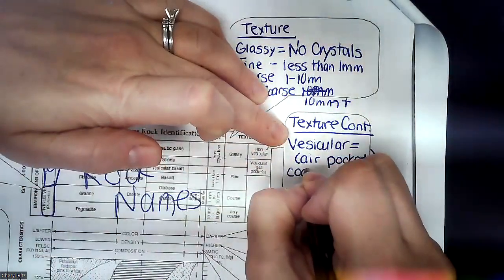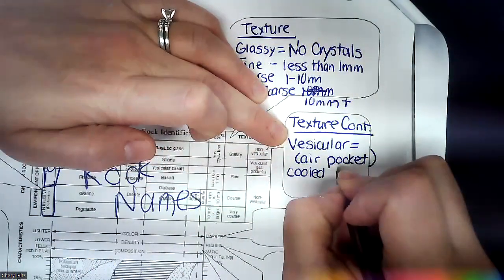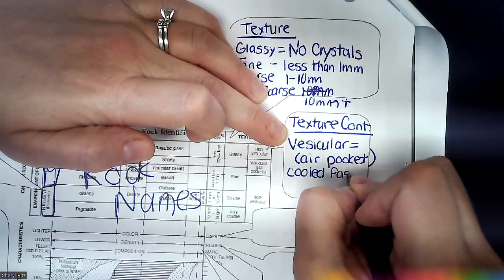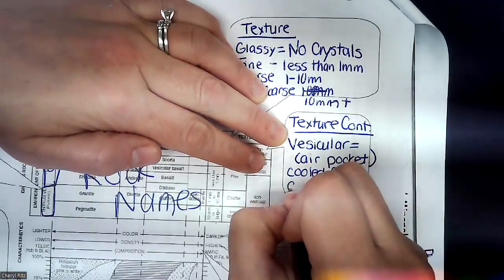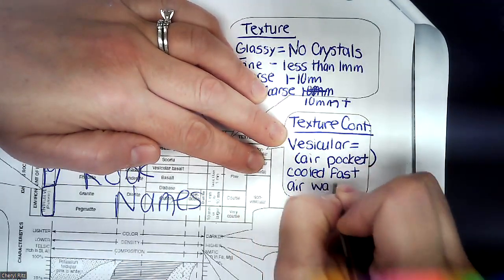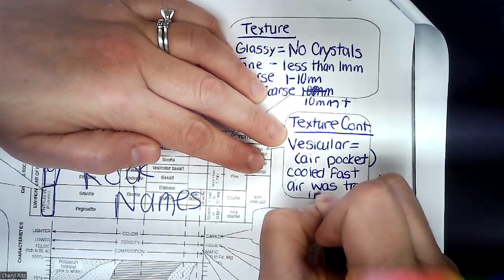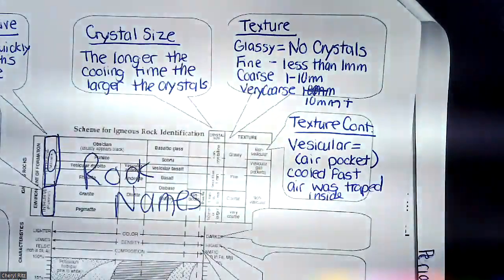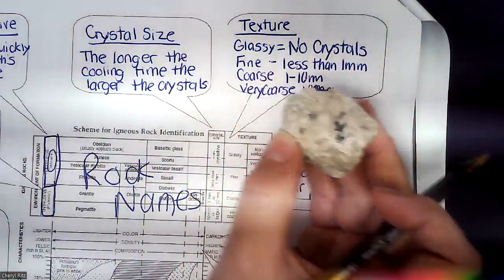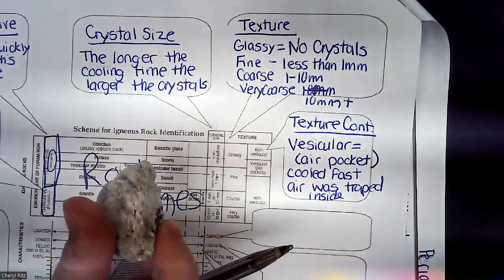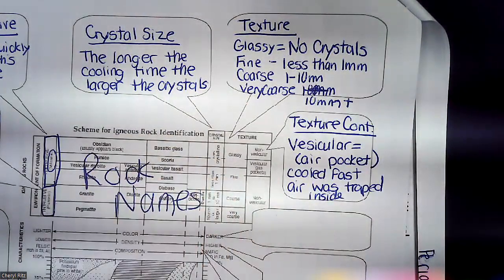What this means is they cooled so quickly that air got trapped. Cooled so fast that air was trapped inside. And these are the rocks that have holes in them. You can see this one. Those are all holes. Very low density and full of holes.